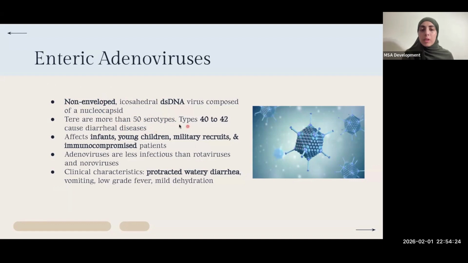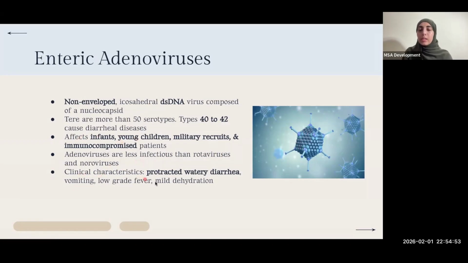The specific types that cause diarrheal disease are types 40 to 42. So 40, 41, 42. This virus affects infants, young children, military recruits, and immunocompromised patients. It's less infectious than rotavirus and norovirus. We said that those two are very difficult to get rid of and they're contagious. Adenovirus is less infectious, and that's why it usually affects more susceptible individuals.